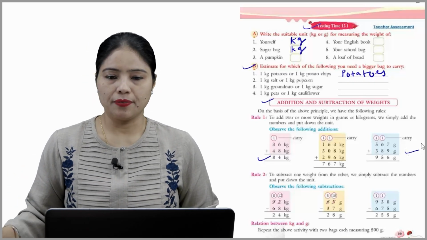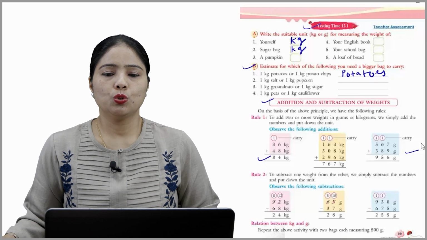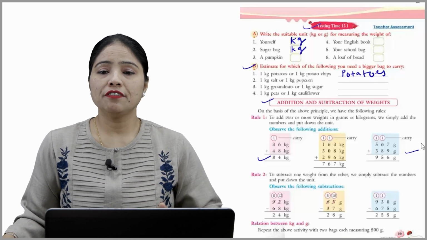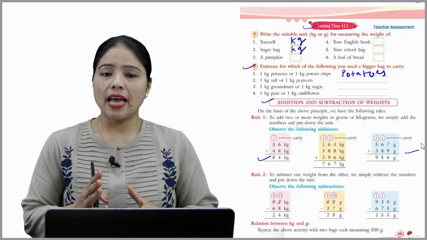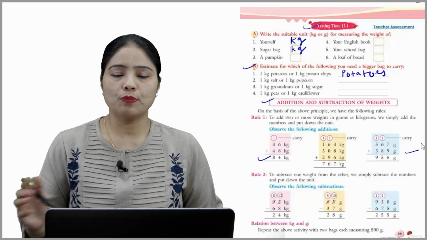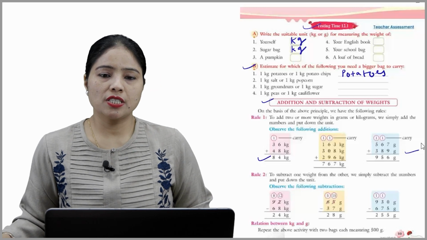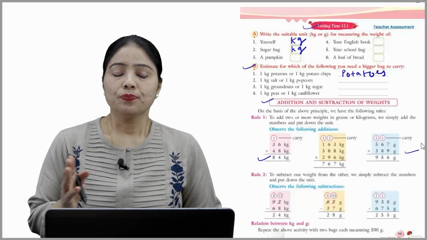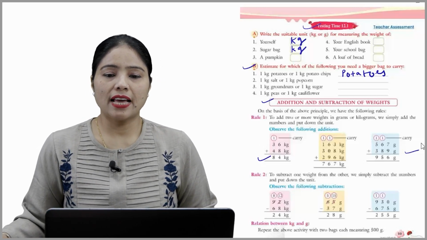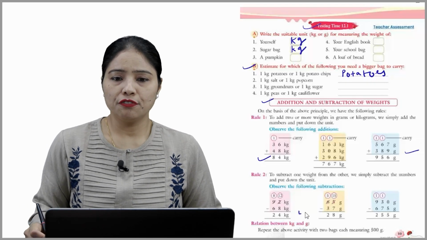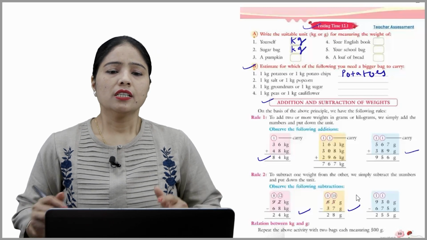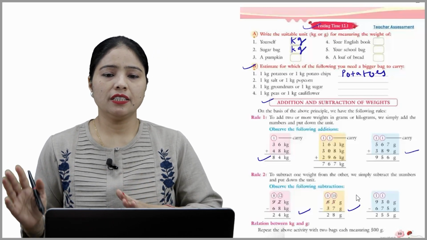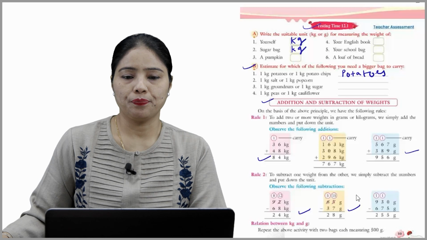Similarly that one beta. Now rule number 2, to subtract one weight from the other, we simply subtract the numbers and put down the units. Observe the following subtractions here. 92 kg minus 68 kg. That means 24 kg beta. Similarly, this one. Okay. So now relations between kgs and gram.